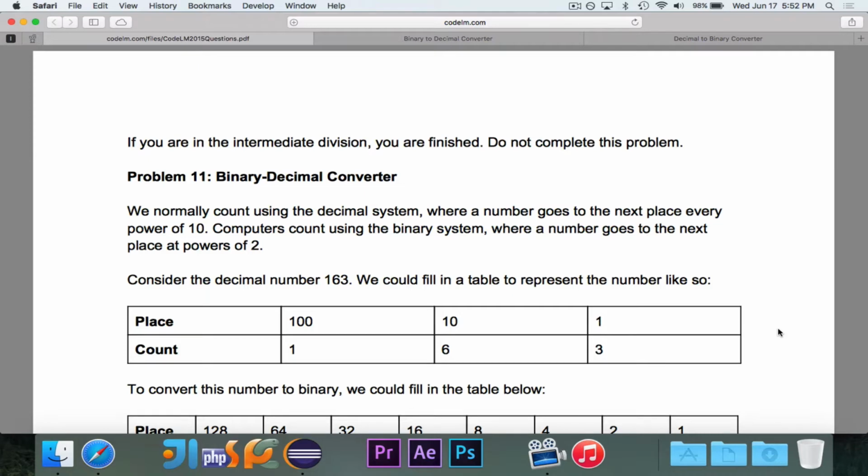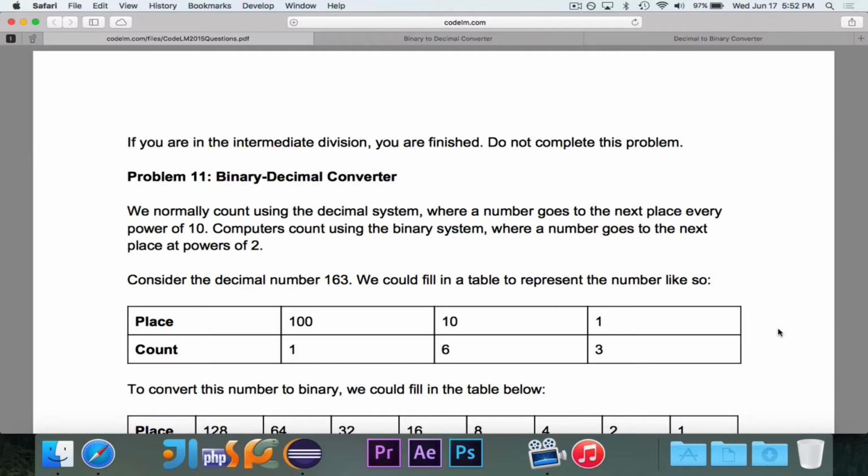So we normally count using the decimal system, where a number goes to the next place every power of 10. So we have the ones place, tens place, hundreds place, thousands place, and that's where we go to the next digit, or the number gets one digit longer.